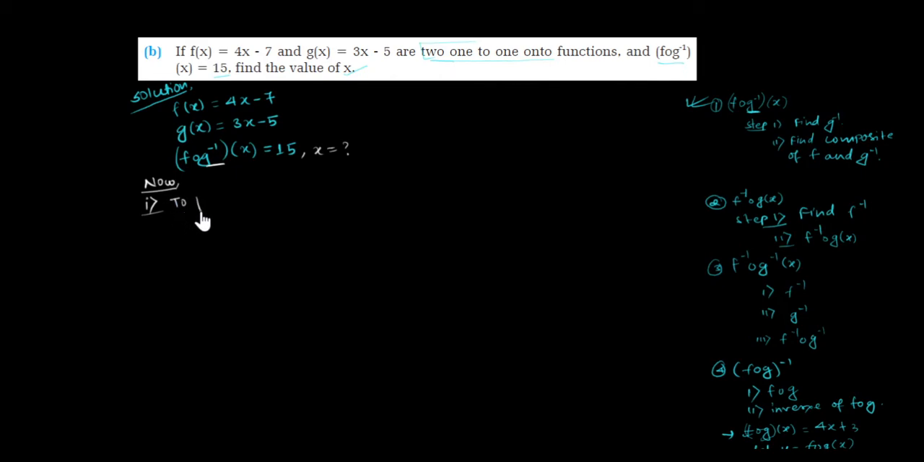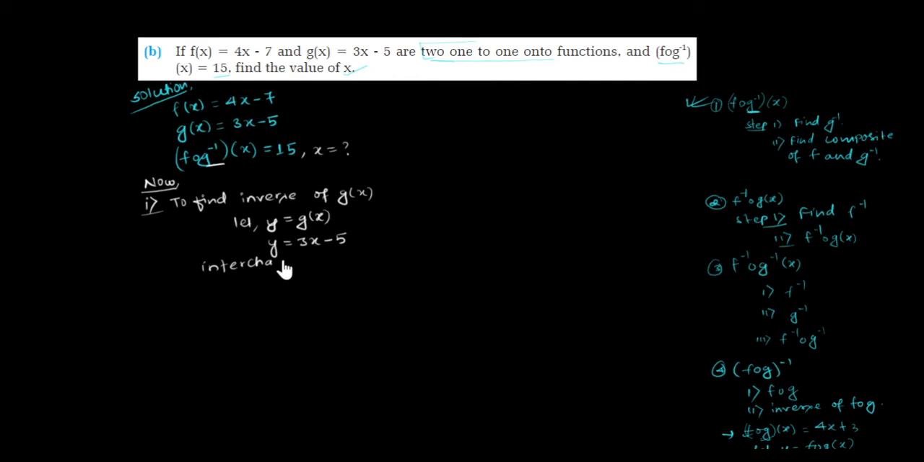To find the inverse of g, I'm writing this so that you will be clear what I am doing here. To find the inverse of g, that is g inverse x. To find the inverse of g(x), let y be equal to g(x). Then y is equal to 3x minus 5, and interchange the roles of x and y.